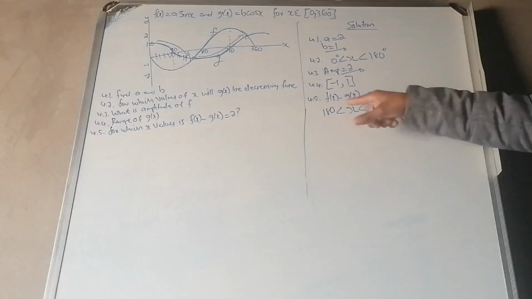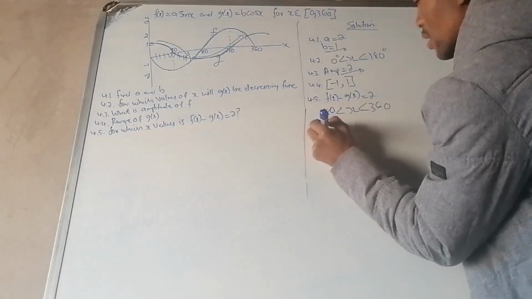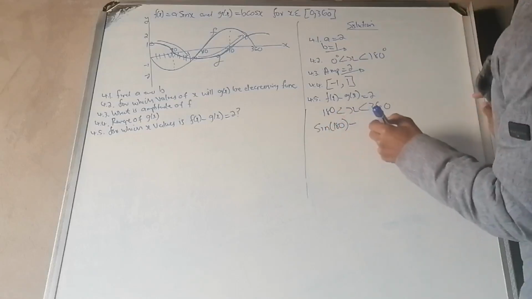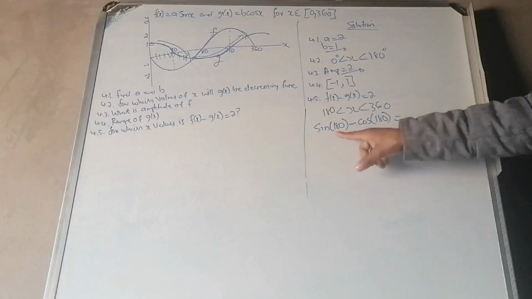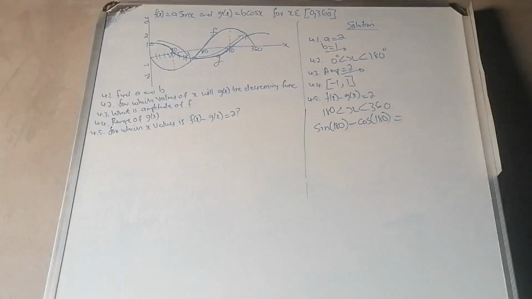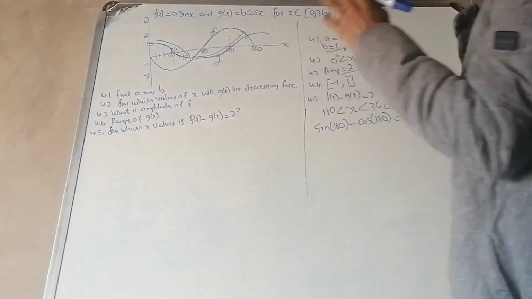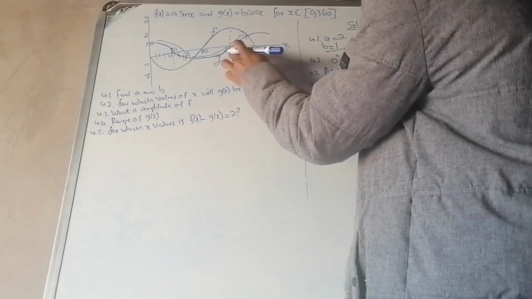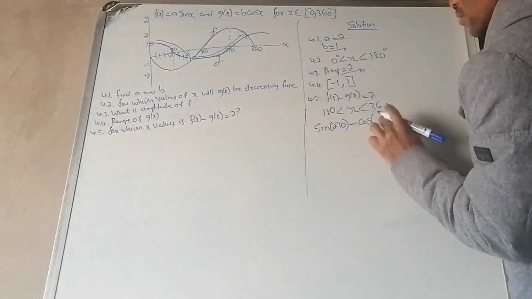Let us substitute into f of x at 180. Sine 180 minus cos of 180. Values that are greater than 180, we substitute 180 because we see exactly 180. Let us choose a value between 180 and 360, say 270.